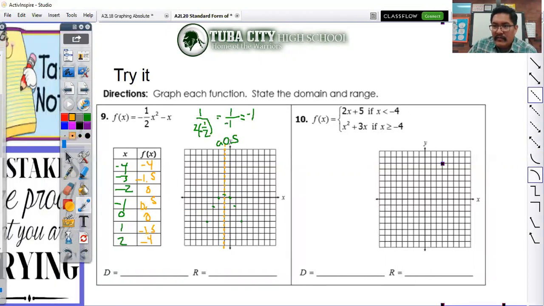If you ever watch that YouTube channel, it's pretty good. You get to watch things getting crushed. And in this case, we're crushing a parabola.